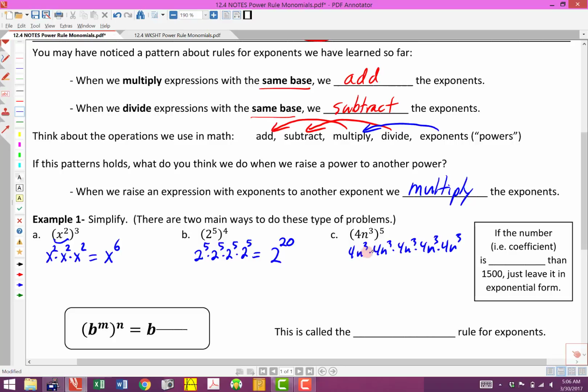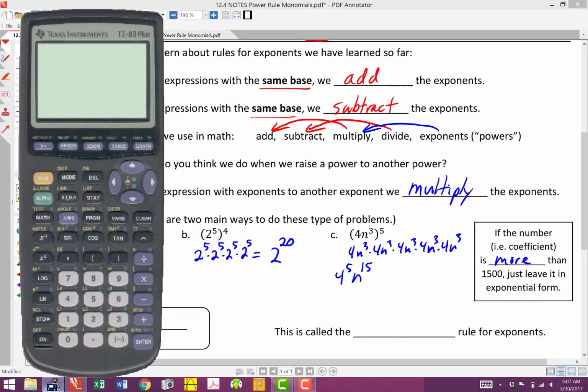So let's count them up. 1, 2, 3, 4, 5 4s. So this is 4 to the 5th. And let's see, 3, 6, 9, 12, 15 n's. So n to the 15th. And here I want to show you a little general rule that we're going to use, at least in this class. We're going to say if the number in front, the coefficient, is more than 1500, then we're just going to leave it in exponential form.